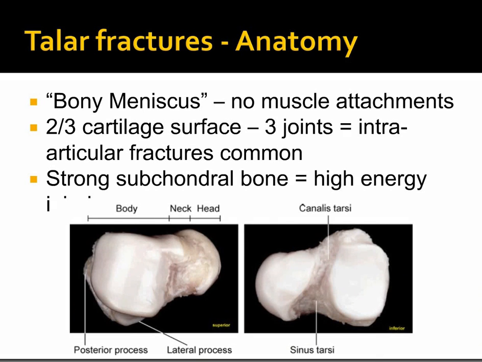Two thirds of the surface is cartilaginous, and it has three major joints: the ankle, the subtalar joint, and the talonavicular joint. The subchondral bone is very, very hard. It's the way the fibula are aligned, and therefore anything to fracture the talus requires a high energy.